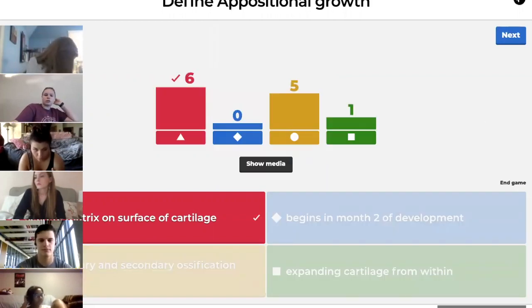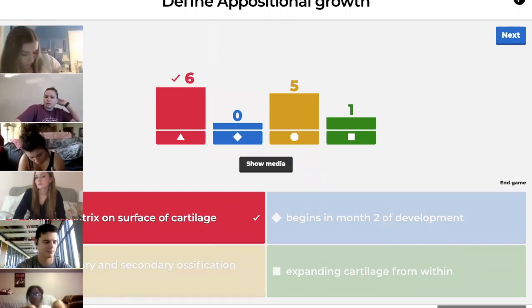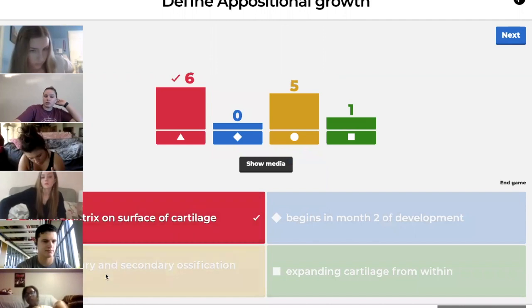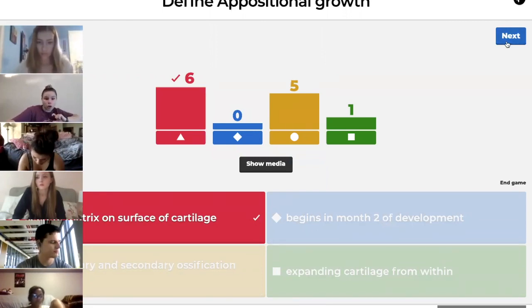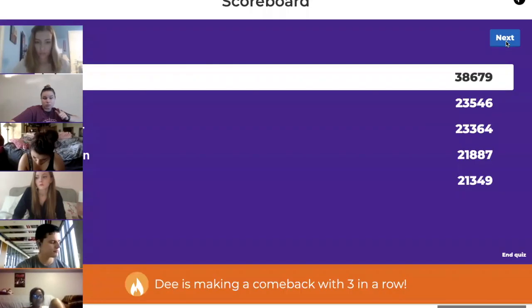Okay, cool. So it secretes matrix on the surface of the cartilage, okay? And then therefore it means it only has one primary ossification center, okay? And it expands from the outside, not from within, right? Because interstitial is within.